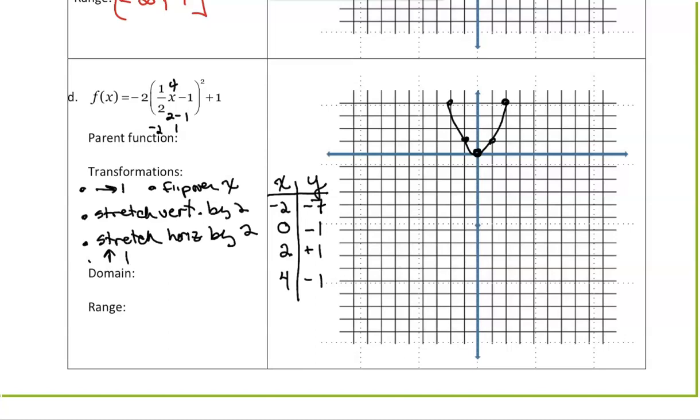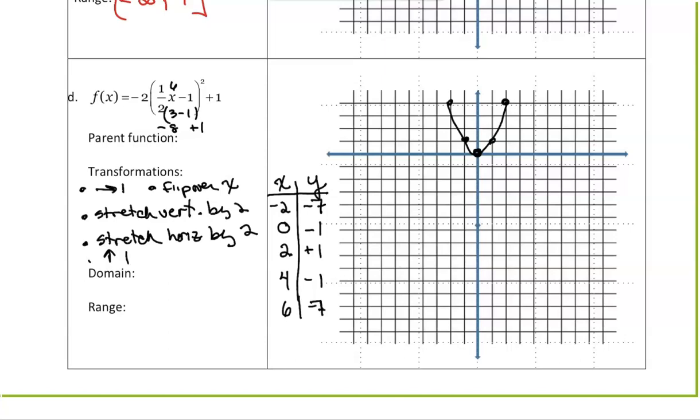We need 5 good points. I'm going to grab a 6 because that will also eliminate any kind of fractions. If I use a 6 in here, then 6 divided by 2 is 3. And 3 minus 1 is 2. So 2 squared is 4. 4 times -2 is -8. Plus 1 gives me the -7 again.